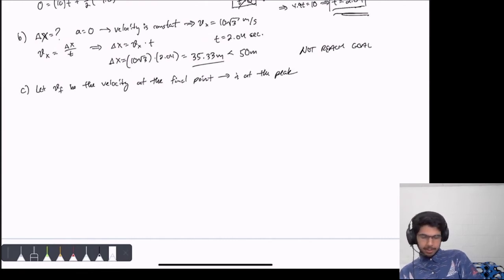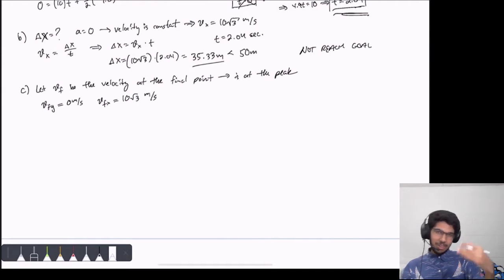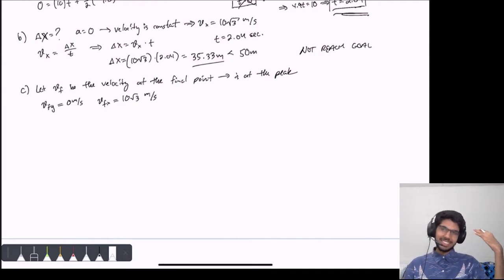Then we have Vf in the y direction equals 0 meters per second. We have Vf in the x direction is equal to 10 root 3 meters per second. Why? Because the velocity in the x direction is the same at all times. That's just something that holds true.